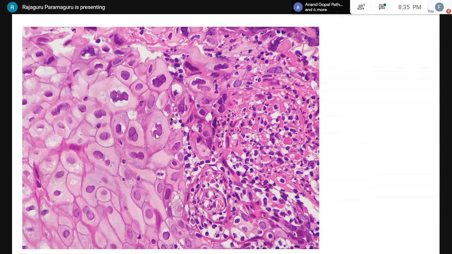This is another case. I think you can make out this is an esophageal biopsy, and there is quite a lot of inflammation here. The epithelial cells show multinucleation, and there is definite intranuclear inclusion. This is a case of HSV. I thought somebody from YouTube would answer that. Fine, let's wait. No, there is none. So yes, it is HSV, HSV esophagus.